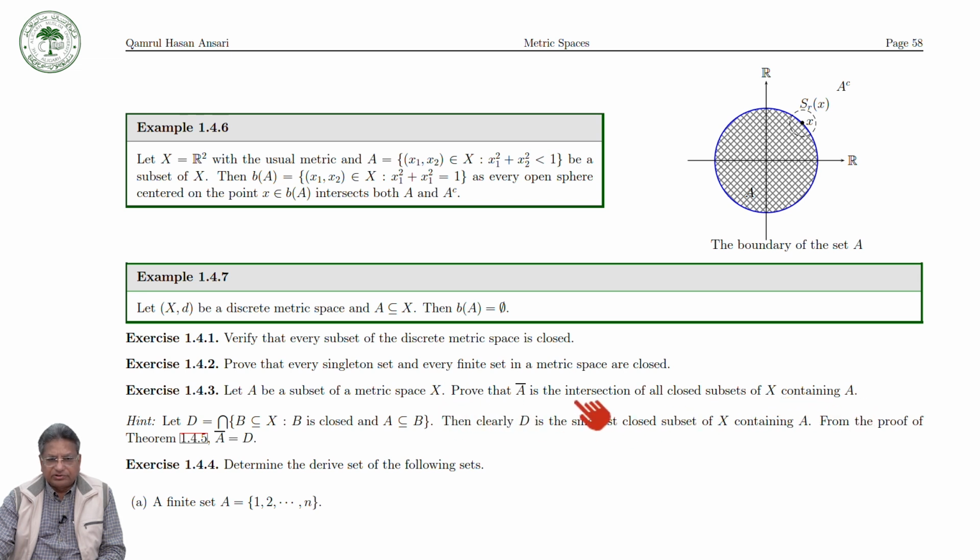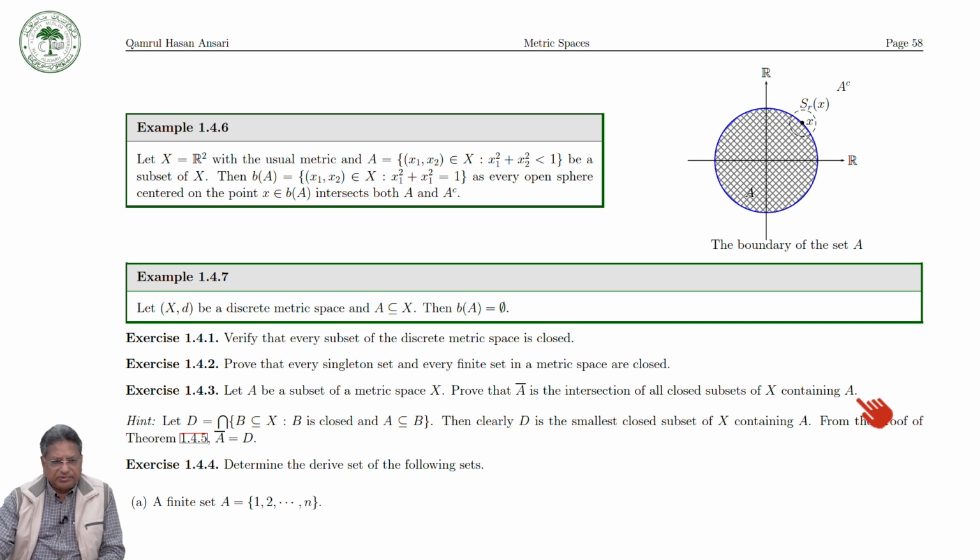And sometimes you can use this as a definition of the closure of A. So the closure of A is the intersection of all closed sets containing A. And in several places it is mentioned as a definition of the closure of A. And this you can prove very easily.